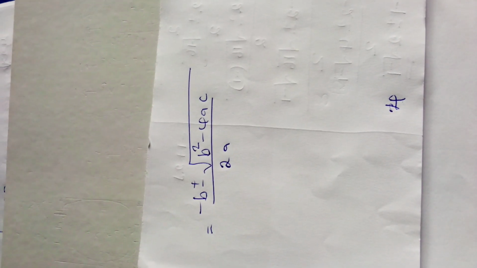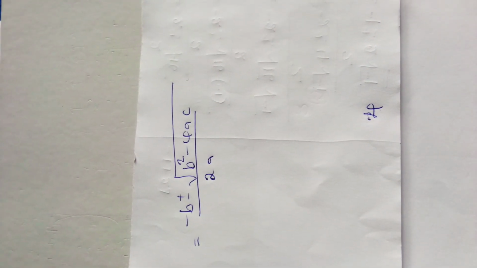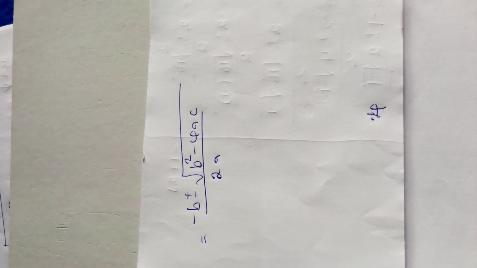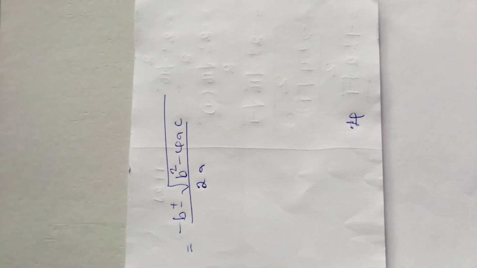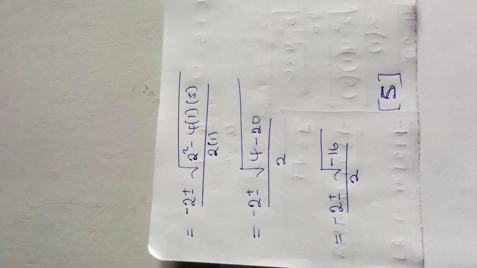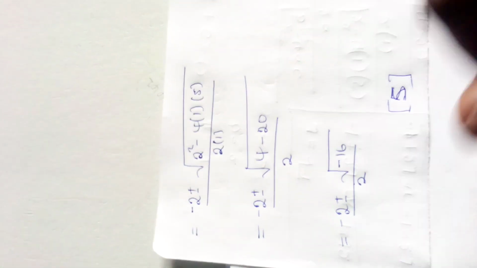This is the formula for the quadratic we are going to use to solve this equation. We are going to replace where there are letters with numbers. Alright, I have replaced every letter with numbers, as you can see.